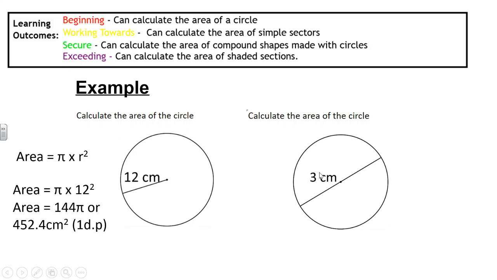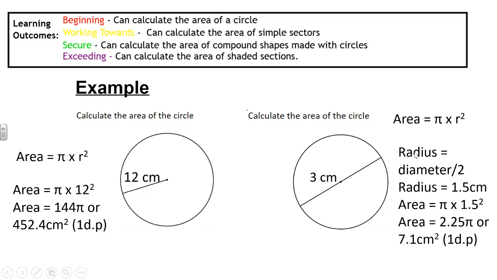If we look at this second example, you can see the difference is that in the first one we have a radius and in this one we have a diameter. So we need to modify our formula because we have a diameter and we need a radius. Remember, the relationship between the diameter and the radius is that we can get the radius by dividing our diameter by 2. So our diameter is 3 centimetres, we can get our radius by dividing it by 2 and getting 1.5 centimetres. So then we do pi times 1.5 squared to get 2.25 pi, or 7.1 centimetres squared to 1 decimal place.